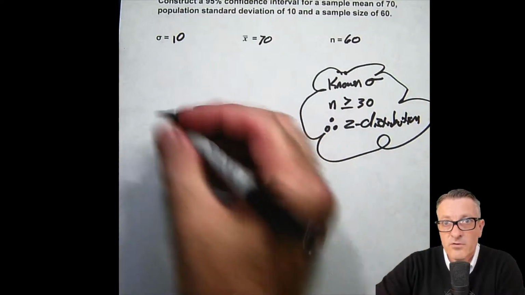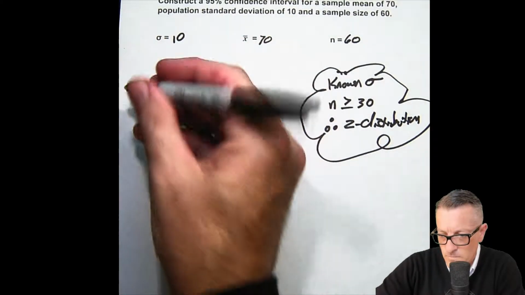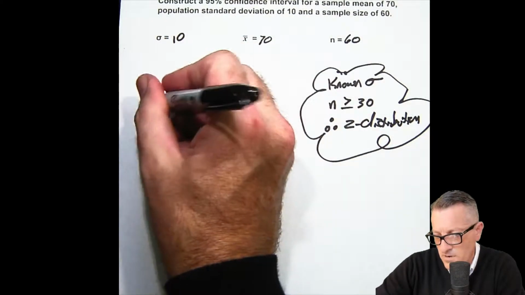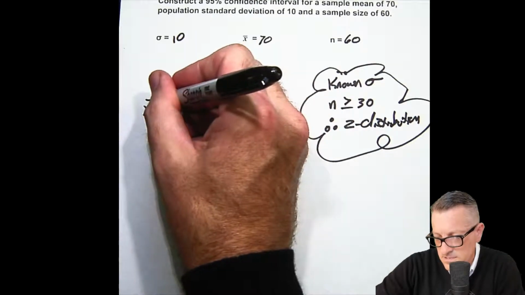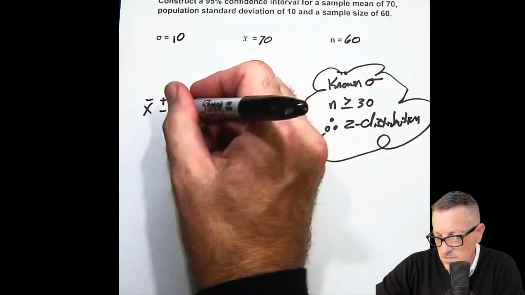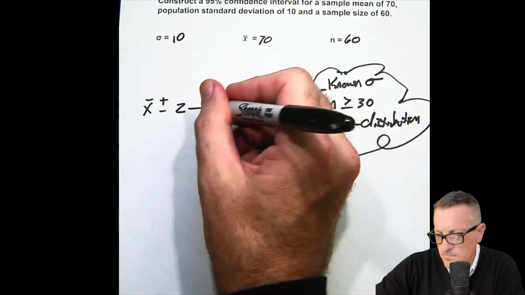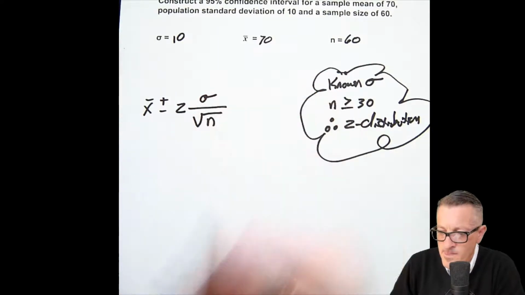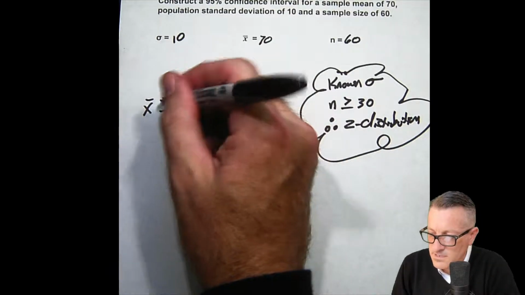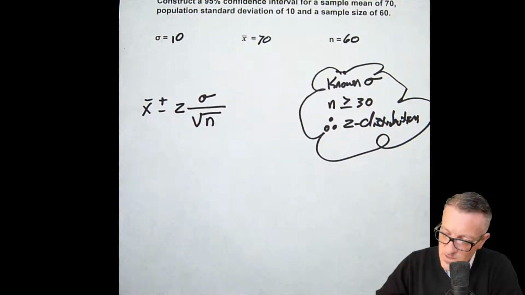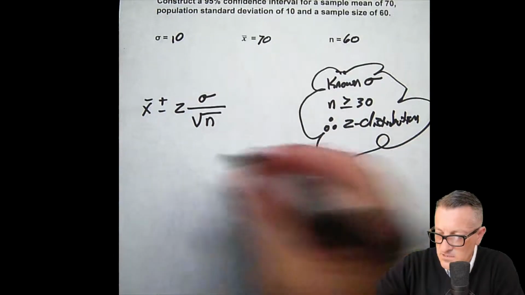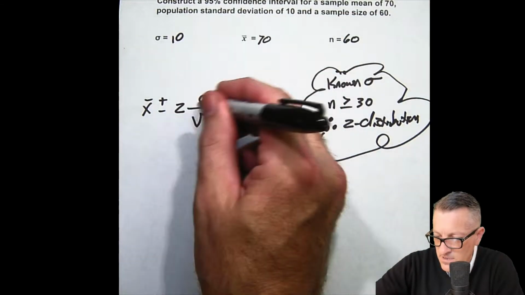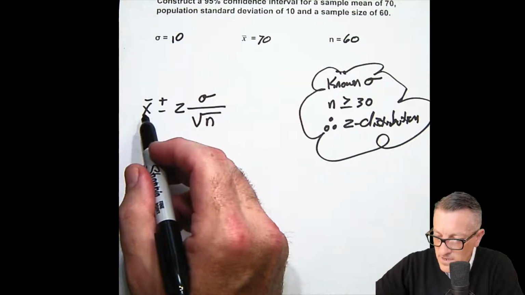Our formula that we're going to use is X bar plus minus Z sigma over the root of n. Plus minus meaning it is a range. So let's do the calculations. I like to do them separately. We know what our X bar is already.